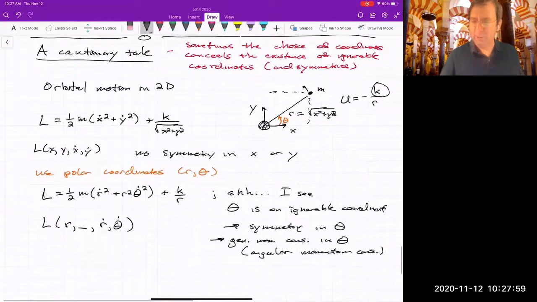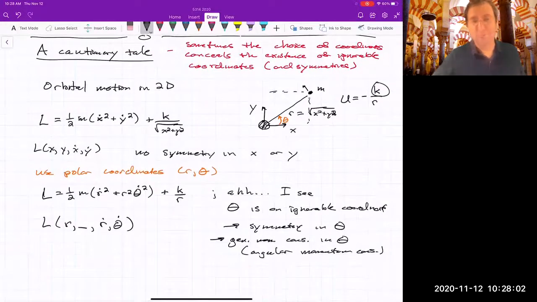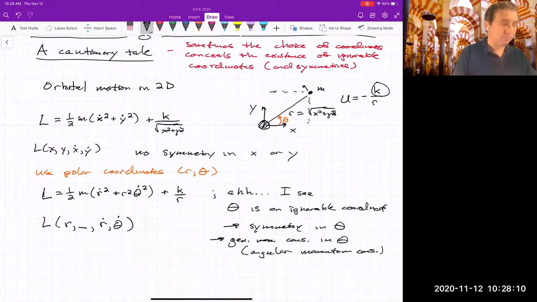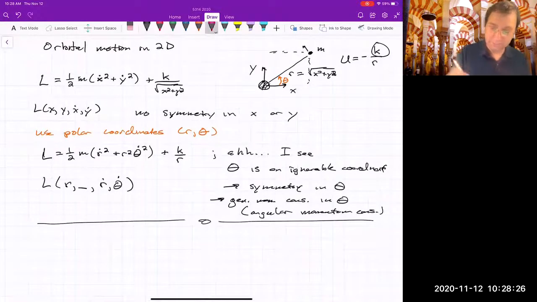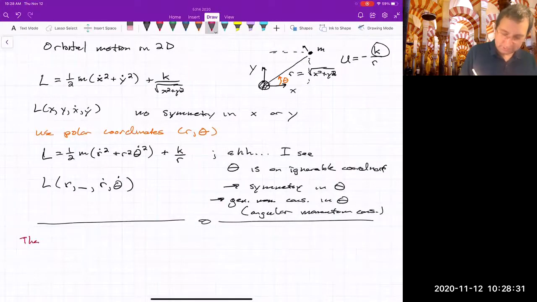You might ask, oh, how do I get around this? I don't know, pick good coordinates. I can't tell you now, that's more secrets. It is possible to find variables that make all the coordinates ignorable, but don't tell anyone. There's a procedure, and we're not going to go over it.